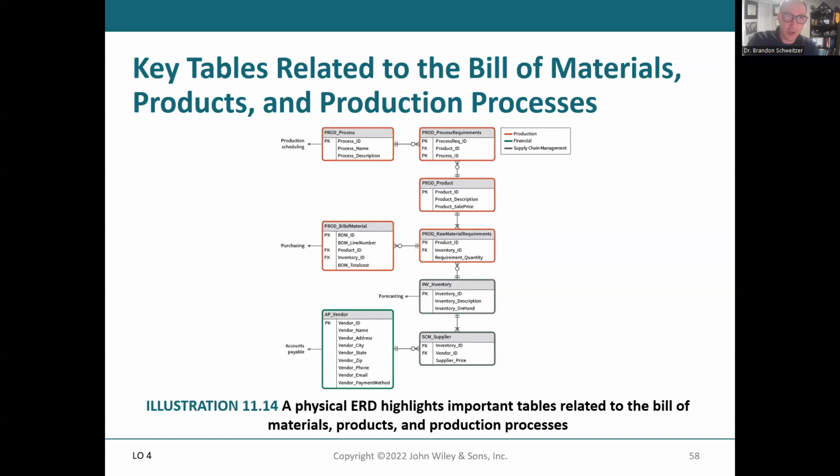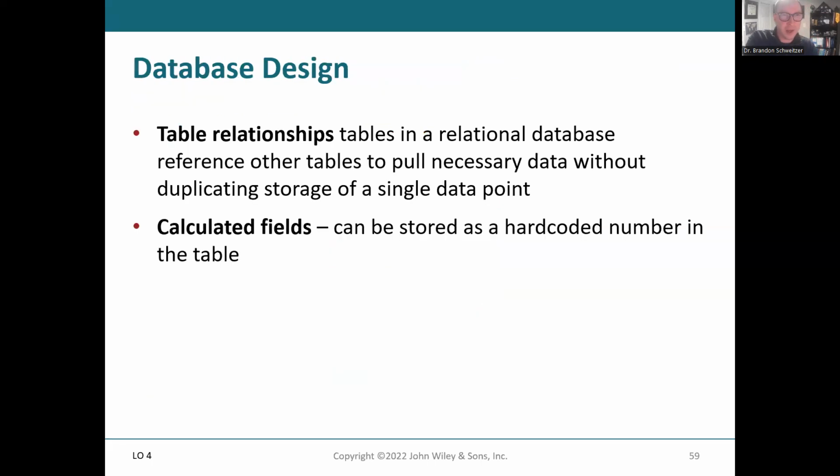The physical flow structure within your accounting information system: as I mentioned before, having those individual IDs is super critical. The areas that we affected today were production scheduling, purchasing, and accounts payable. The data design in today's conversation relates to the table relationships that we just looked at. The relational database references other tables to pull data out and make sure that there are no duplicates being made. And of course, that the fields are updated based off of calculations.